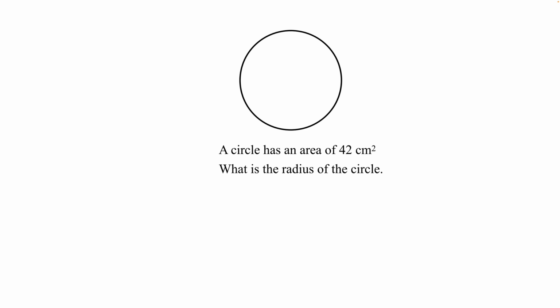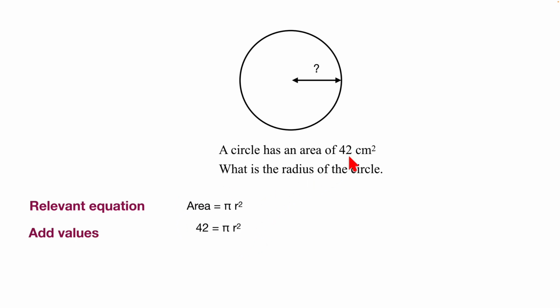A circle has an area of 42 cm squared. What is the radius of the circle? We don't know what it is, but we write down a relevant equation. We know it's going to be something to do with this. We put in the value we have, 42. 42 equals pi r squared, and I flip it around. I do like to have my unknown on the left-hand side.